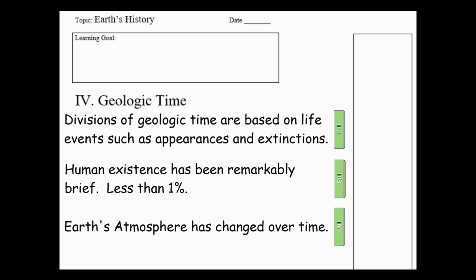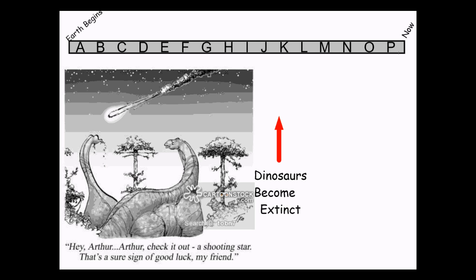To get an idea of the scale of geologic time, let's revisit our earlier question. The dinosaurs became extinct 65 million years ago. 65 million is a pretty big number. How long do you think it would take you to count to 65 million? If you counted one number per second, 1, 2, 3, 4, and you went up to 65 million, how long would that take?